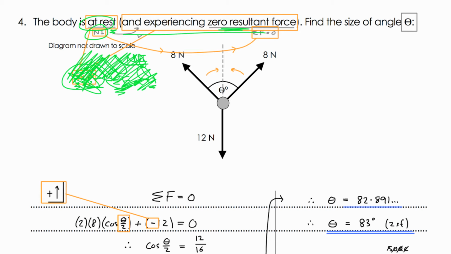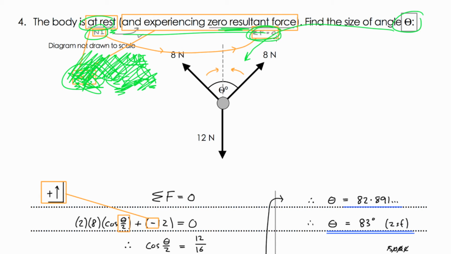So here we go. I've actually firmed it up and said, yep, it's at rest and it is experiencing zero resultant force. So it's removed that ambiguity. We need to find this angle. Now look, this is slightly fiddly. It's not too bad, but it's a little bit fiddly.